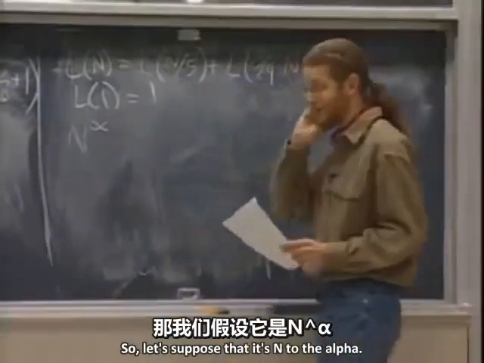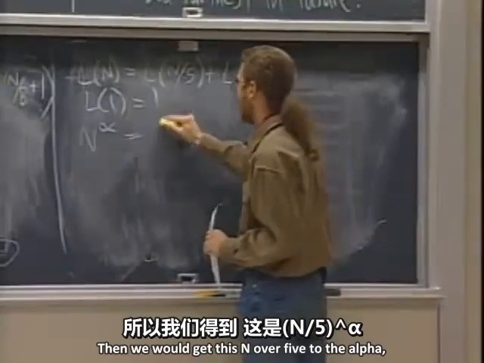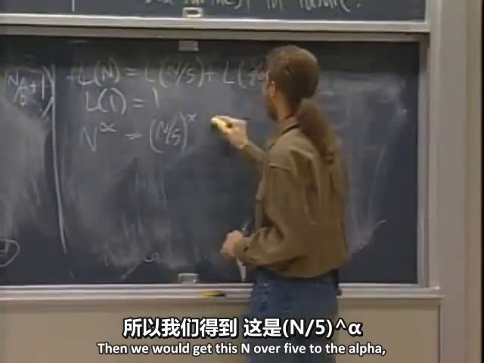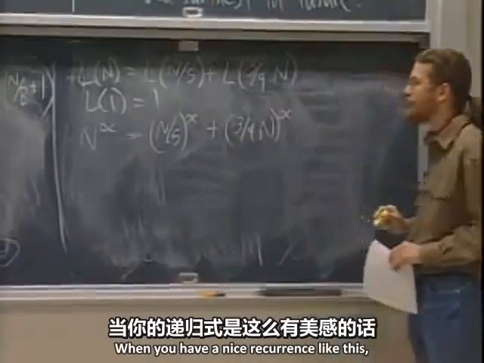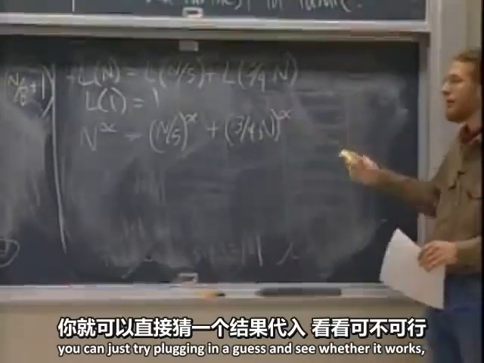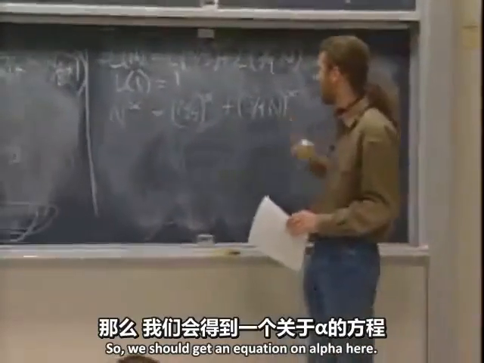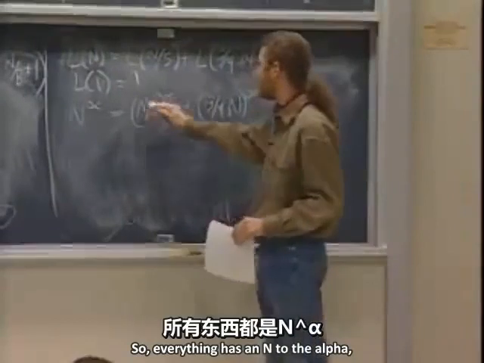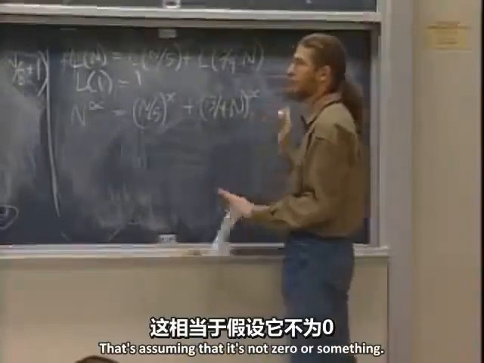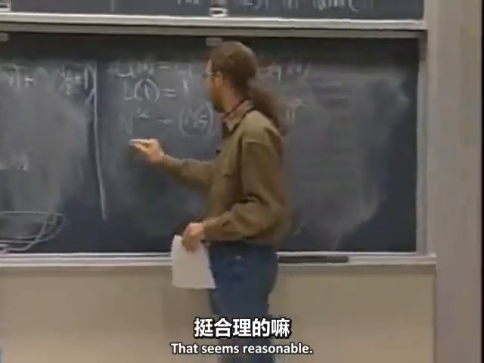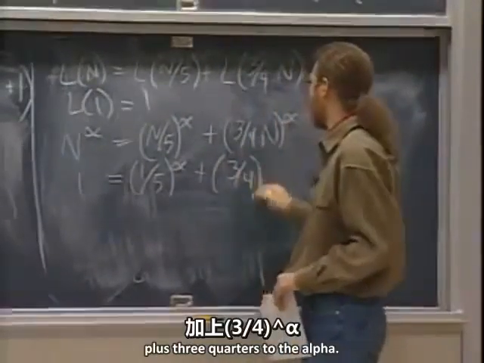So let's just suppose that it's n to the alpha. Then we would get n over 5 to the alpha, and we'd get 3/4 n to the alpha. When you have a nice recurrence like this, you can just try plugging in a guess and see whether it works. And of course, this will work only depending on alpha. So we should get an equation on alpha here, so that everything has an n to the alpha, in fact, all of these terms. So I can divide through by n to the alpha, assuming that it's not 0. That seems reasonable. So we have 1 equals 1/5 to the alpha plus 3/4 to the alpha.